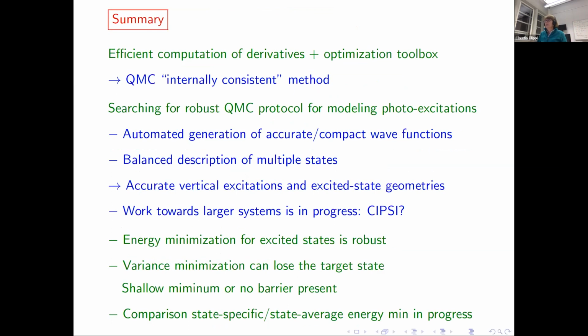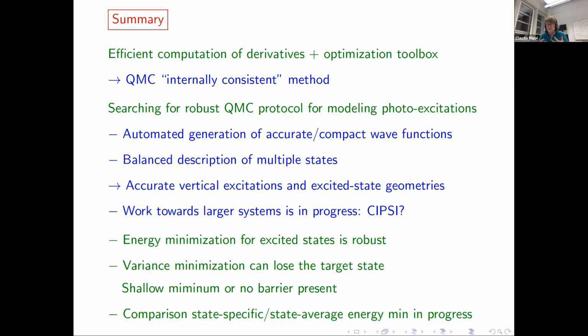Now, we don't have time, so a summary, otherwise I go over. What I showed you is that at the moment in QMC we can really compute derivatives. We have a lot of optimization tools for different circumstances, and we can really treat QMC as internally consistent, as self-consistent. We have been working on building a protocol for excited states, using this automatic generation of wave functions to keep a balanced description of the states of interest. We are having accurate vertical excitation energies and optimal excited state geometries, and we are really trying to go to larger systems. And of course, the problem will be that eventually CIPSI will become too costly.